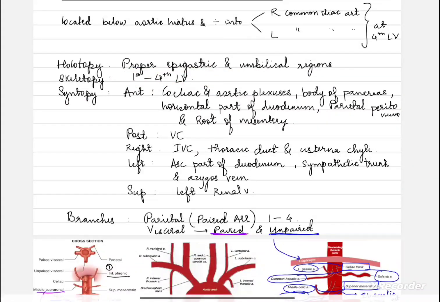Syntopy: anteriorly there are the celiac and aortic plexus, body of the pancreas, horizontal part of the duodenum, parietal peritoneum and root of the mesentery. Posteriorly there is the vertebral column. On the right there are the inferior vena cava, thoracic duct and cisterna chyli. On the left there are the ascending part of the duodenum, sympathetic trunk and azygos vein. Superiorly there is the left renal vein.